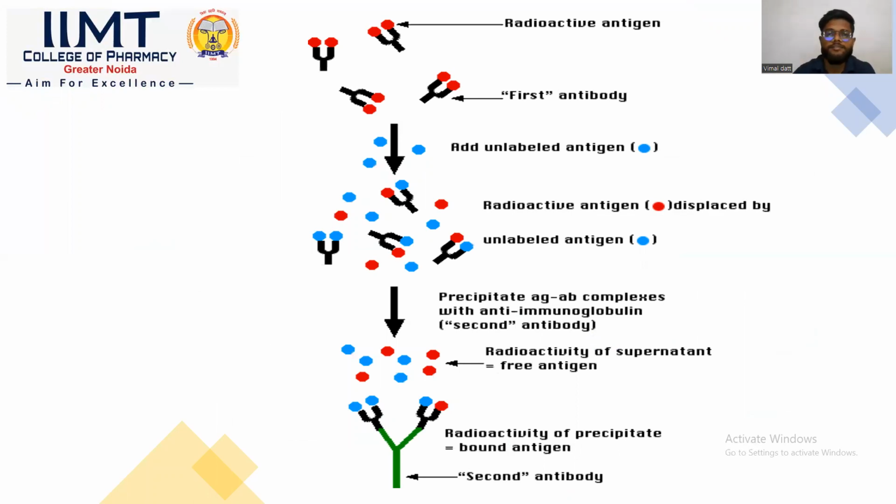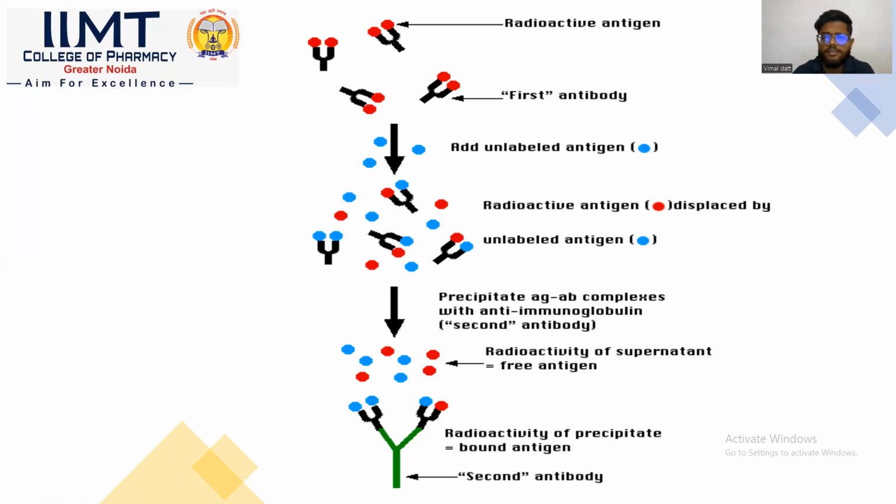So in this slide, we see that radioactive antigen is bound to the antibody, which is also known as the first antibody. Okay, and then we add unlabeled antigen, shown by the blue dot, and the unlabeled antigen competes with labeled antigen for the binding site. By displacing the labeled antigen, it attaches to the active site of the antibody. So radioactive antigen is displaced by unlabeled antigen, and then we precipitate antigen-antibody complexes with anti-immunoglobulin, that is the second antibody, indicated by green color. It binds the two antibody-antigen complexes with it and precipitates out the mixture.